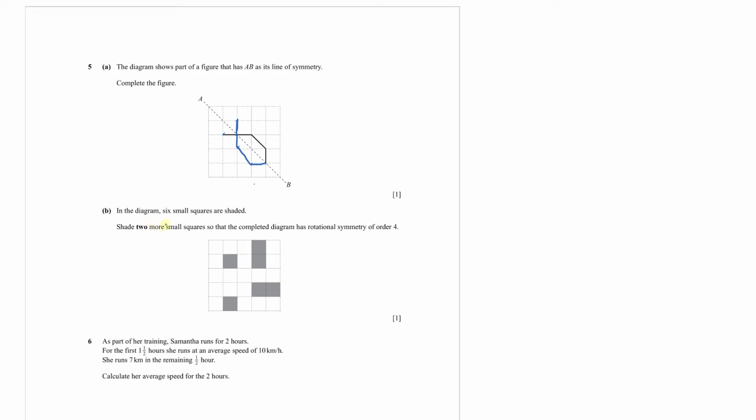Part B: in the diagram, 6 small squares are shaded. Shade 2 more small squares so that the completed diagram has rotational symmetry of order 4. Rotational symmetry of order 4 means if I rotate this shape a full 360 degrees, the pattern repeats 4 times. So if I divide 360 by the order of rotational symmetry, which is 4, what do I get? I get 90. That means every 90 degrees, this pattern should repeat.